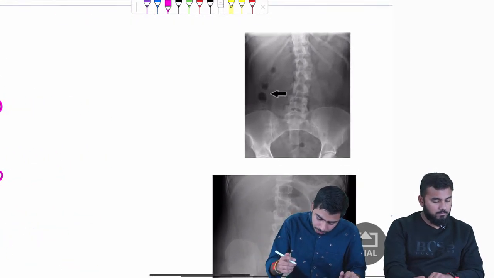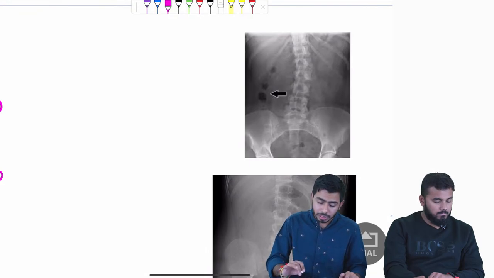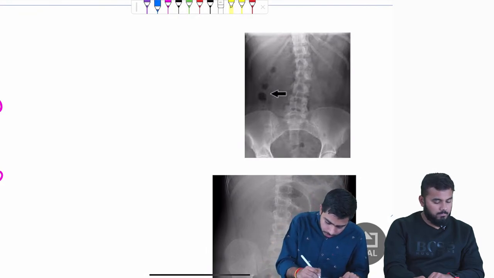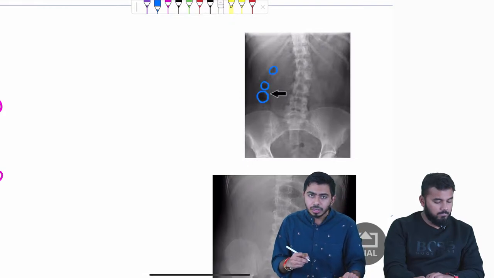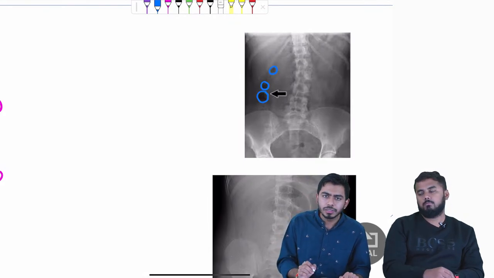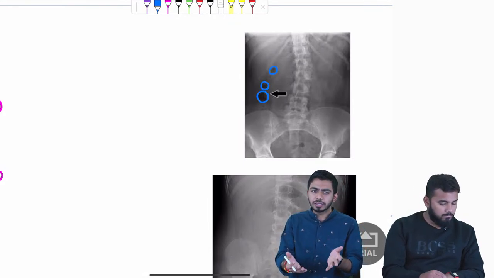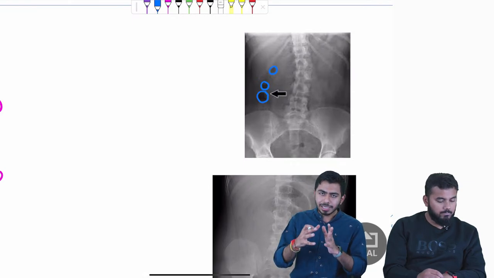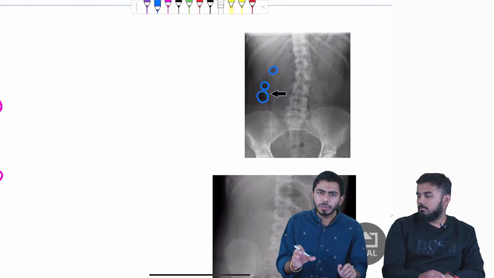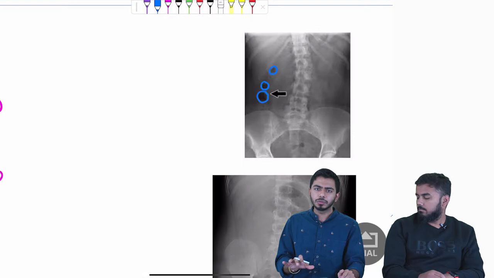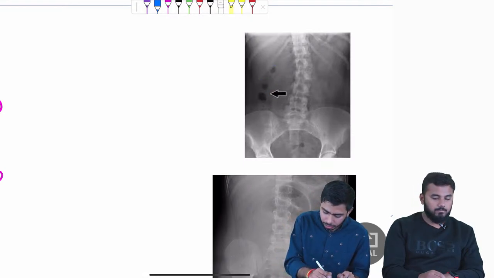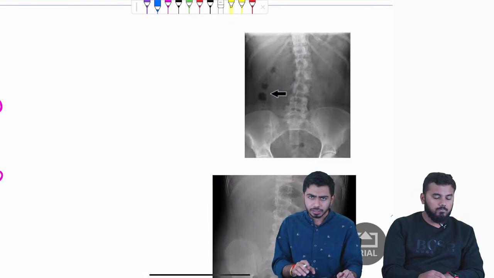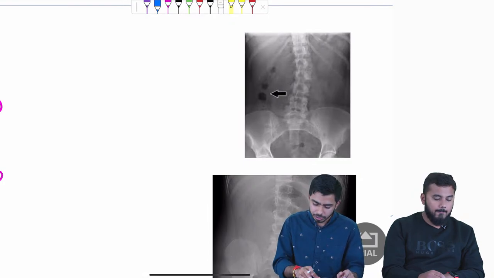So yes, it is looking black in color. What you are seeing in this particular X-ray is some blackness here, some blackness here, but in between there is no blackness. So this is gasless abdomen. If you are seeing gas in only a very few parts of the abdomen, this is called the gasless abdomen. That is the first sign which you can appreciate in the acute pancreatitis radiology or imaging.